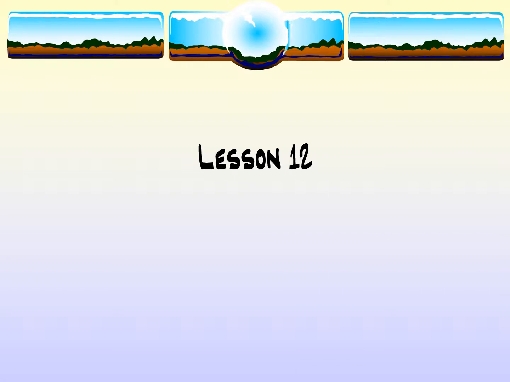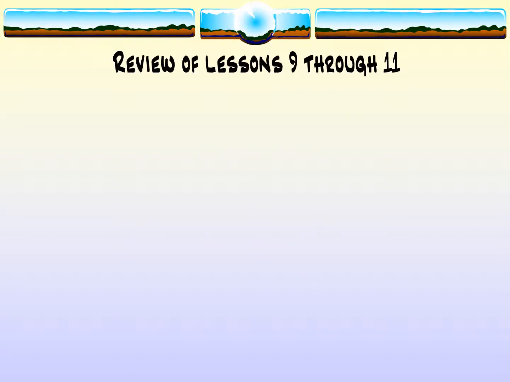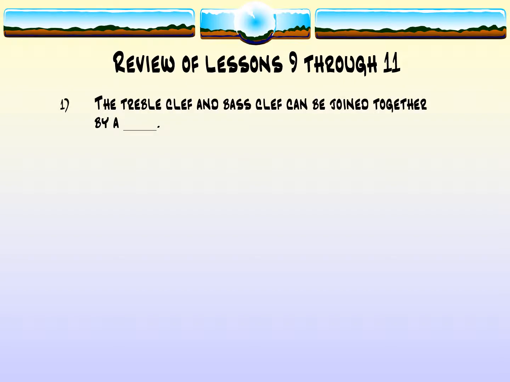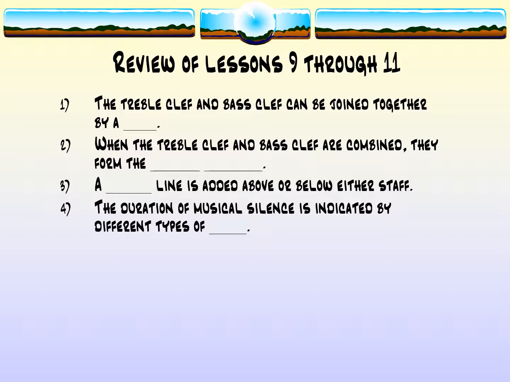Lesson 12. This is a review of lessons 9, 10, and 11. Fill in the blanks. 1. The treble clef and bass clef can be joined together by a blank. 2. When the treble clef and bass clef are combined, they form the blank blank. 3. A blank line is added above or below either staff. 4. The duration of musical silence is indicated by different types of blank.